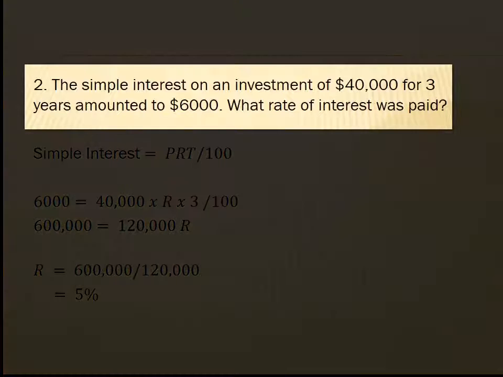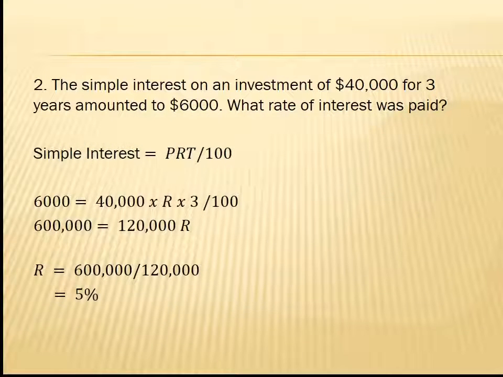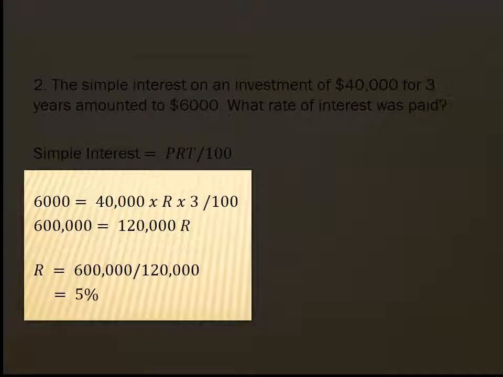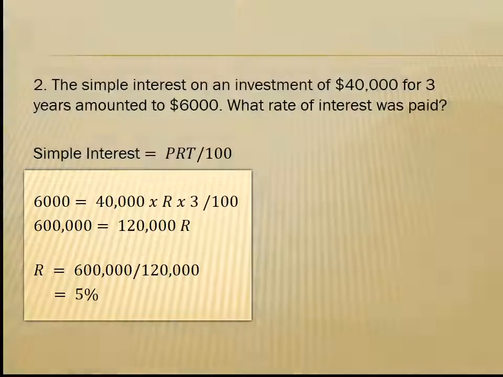In number 2, the simple interest on an investment of $40,000 for 3 years amounted to $6,000. What rate of interest was paid? So in this question, the interest was already given, and we need to find the rate. So we know simple interest is equal to principal times rate by time over 100. So by just plugging in the values, we would have $6,000, which is the simple interest, is equal to 40,000 times R, which is what we want to find, multiplied by 3 over 100.